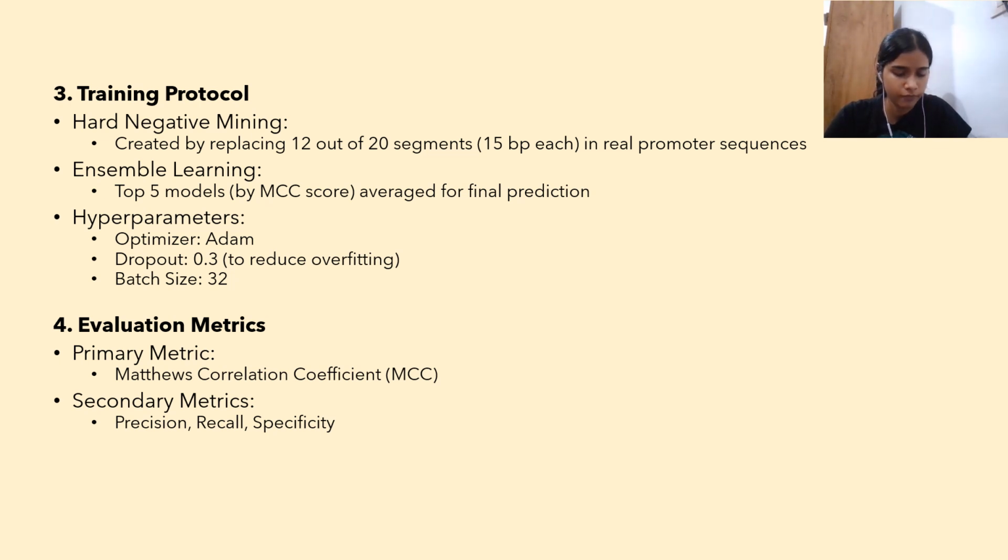Now, when it comes to hyperparameters, we chose the Adam optimizer, which is known for its efficiency in training deep learning models. To prevent overfitting, we applied a dropout rate of 0.3. That is, 30% of the neurons are randomly turned off during training to make the models better at predicting promoter regions. Finally, we set the batch size to 32, which helps balance the computational efficiency and the model's ability to learn and generalize features.